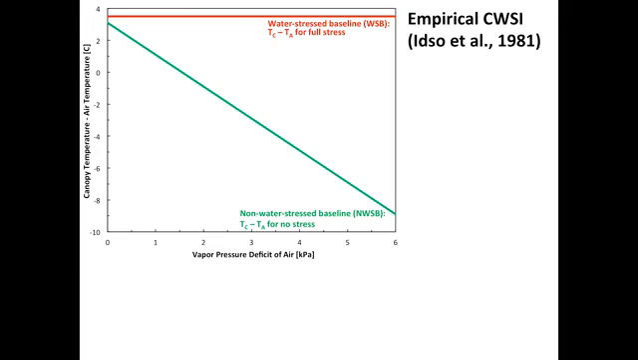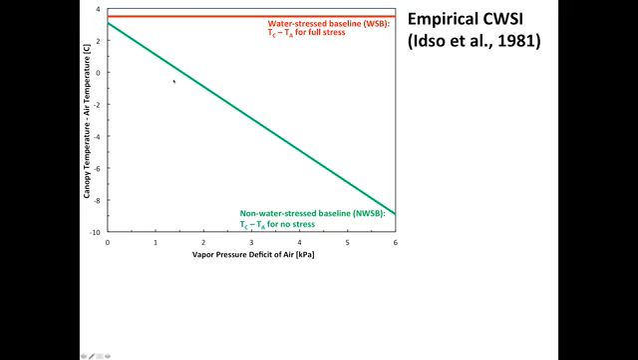So an early method, and a rather simple method for using canopy temperature to quantify water status, is called the Crop Water Stress Index, abbreviated CWSI. This method was developed by Idso and colleagues in 1981. At the end of the presentation, I'll provide the full citation for the paper that Idso and colleagues published.